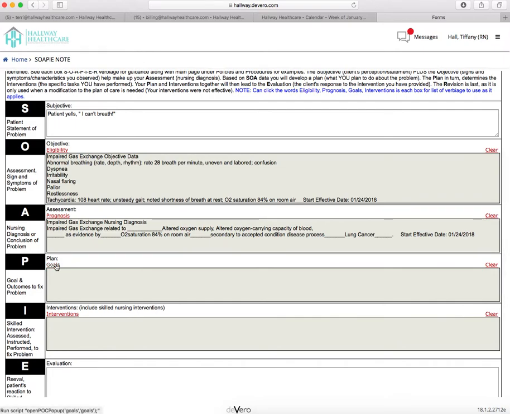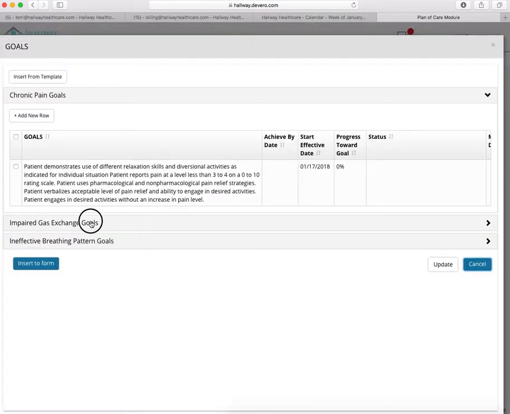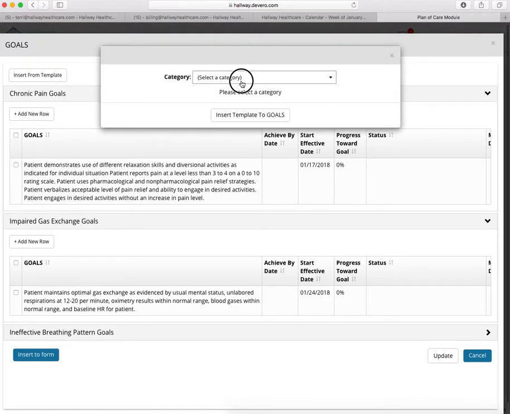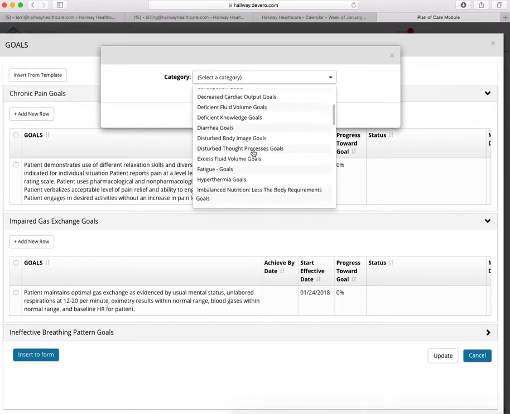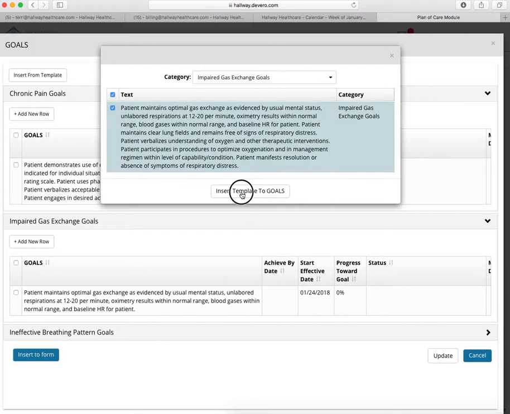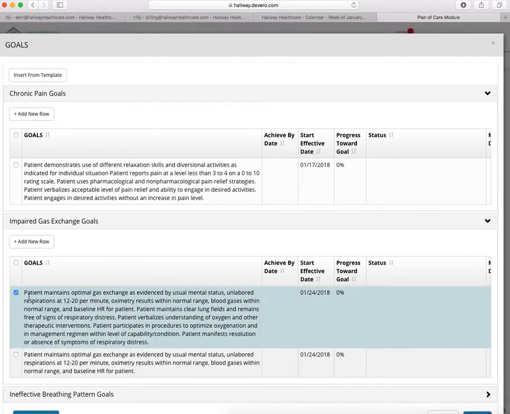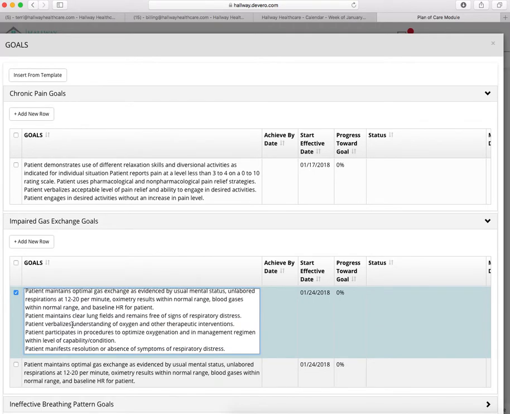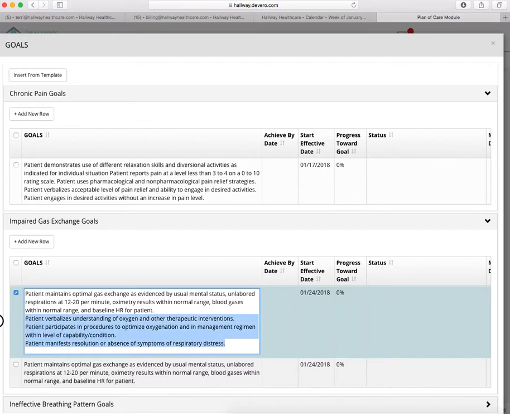There it goes. My goals. So my goals, if you remember, I deleted several of those other goals. So I definitely want to come back and I want more options of what goals I can choose from. So I'm going to go to impaired gas exchange. I'm going to select those goals. And now I am actually going to double click this. I do want his gas exchange to come back up, but this time we're going to verbalize understanding of oxygen. Yes, because I administered oxygen this time.